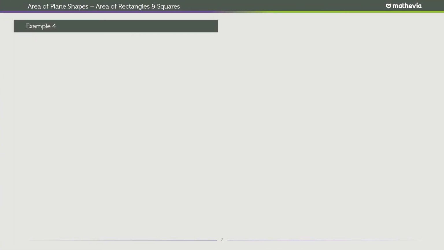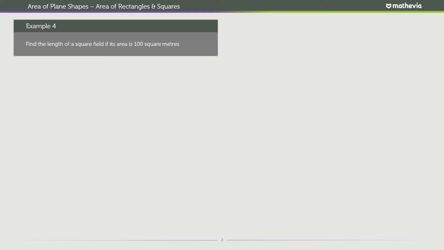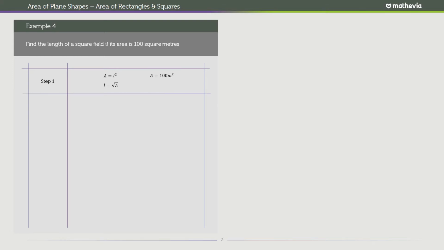Example 4. Find the length of a square field if its area is 100 square meters. So we have a square now, not a rectangle. We're given the area and we're looking to find the length. Remember, the area of a square is you just square the length, length times length, L squared. So if you're given the area and you're looking to find the length, you find the square root of the area. The area is 100, so our length is the square root of 100, which is 10 meters. Simple.